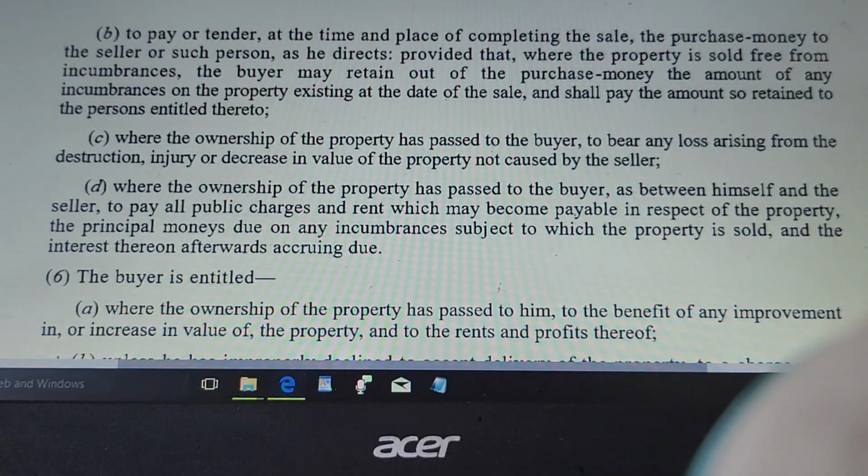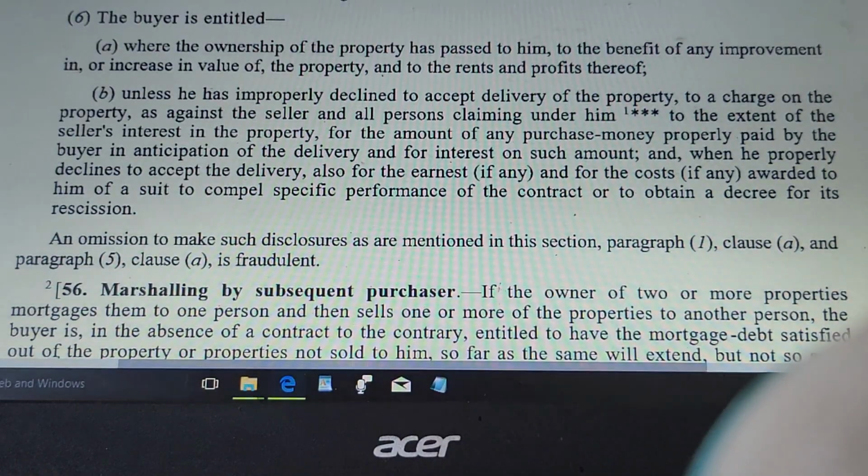6. The buyer is entitled, A, where the ownership of the property has passed to him, to the benefit of any improvement in or increase in value of the property and the rents and profits thereof.